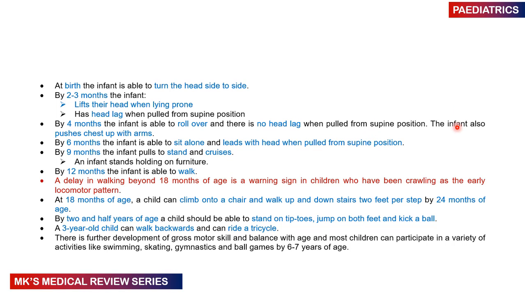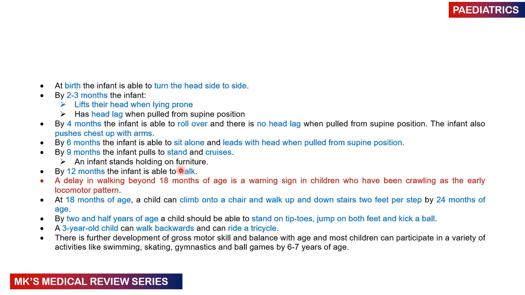Then the infant also pushes the chest up with the arms. By 6 months, the infant should be able to sit alone, and they should be able to lead with the head when they are pulled up to the sitting position. By 9 months, the infant should be able to stand and cruise. Cruising is simply when the infant holds on to the furniture and moves along the furniture. So they're able to cruise. By 1 year, the infant should be able to walk.